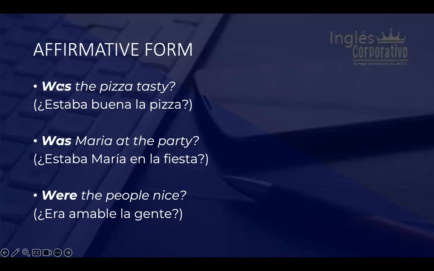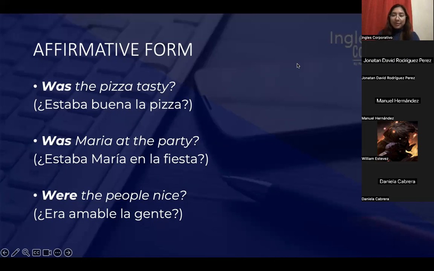Y en este caso sería, was the pizza tasty? Porque, do you remember... bueno, a cada rato se los pregunto, pero es nada más para hacer énfasis. What do you need to turn a sentence in a negative form? ¿Qué necesitan para transformar una oración en negativo? What do you need? El auxilio es... Not. Not, right? En este caso, no hay un not, es affirmative form. Eso es lo que vamos a ver. Was the pizza tasty? Was Maria at the party? Were the people nice? Okay.